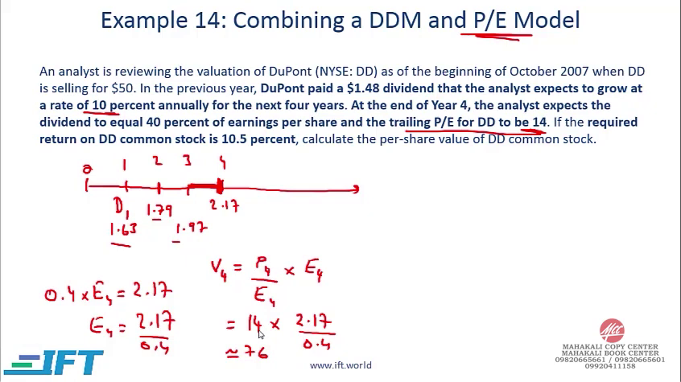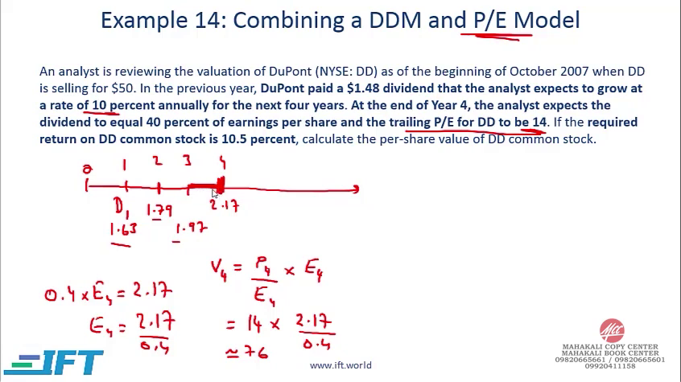And then the value or the price would be the PE ratio into the earnings. The question is which earnings? And given that we are using a trailing ratio over here, it should be the earnings for the trailing year, which in this context would be the 4th year.